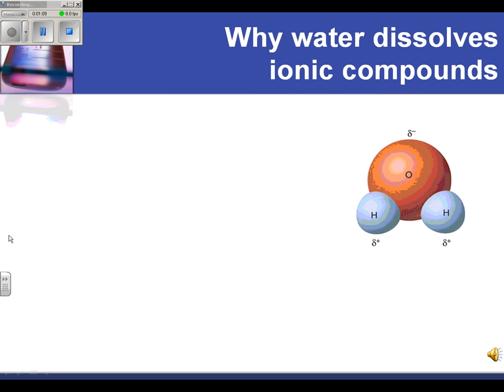Here are some pictures to help explain why water dissolves ionic compounds. First, we have our water molecule. And remember, oxygen's our electron hog, and so the electrons spend more time there, so that oxygen develops that partial negative charge. And each hydrogen develops those partial positive charges.